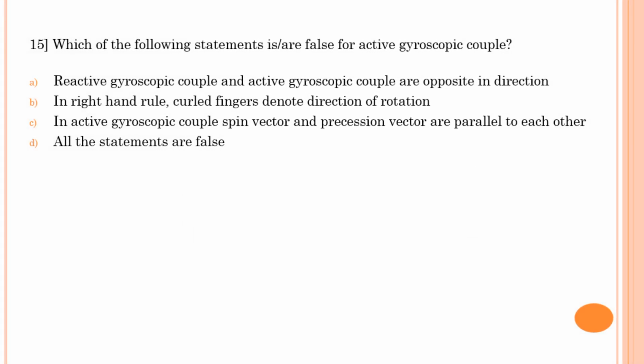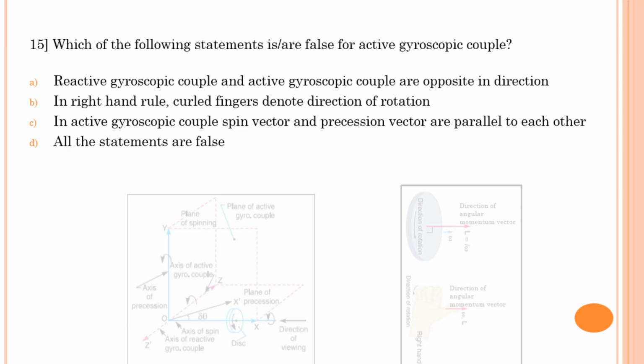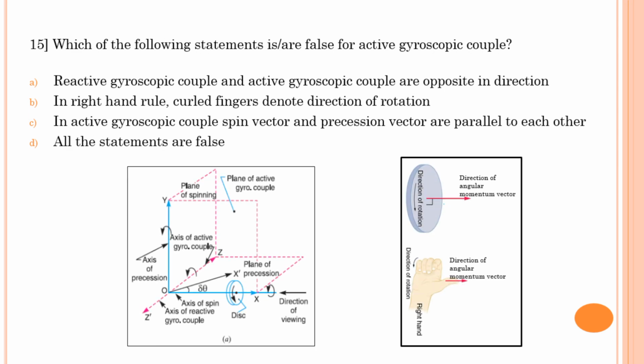Now next, 15th and last question: which of the following statements are false for the reactive gyroscopic couple? A: reactive gyroscopic couple and active gyroscopic couple are opposite in direction. B: in the right hand thumb rule, the curled finger denotes the direction of rotation. C: in active gyroscopic couple, spin vector and precession vector are parallel to each other. D: all the statements are false. You have to tell which statement is false here. Now in the first statement, observe that reactive gyroscopic couple and active gyroscopic couple are opposite in direction. It is correct. In the A diagram, you observe that reactive and active gyroscopic couple vectors or couple axes are opposite to each other, isn't it?